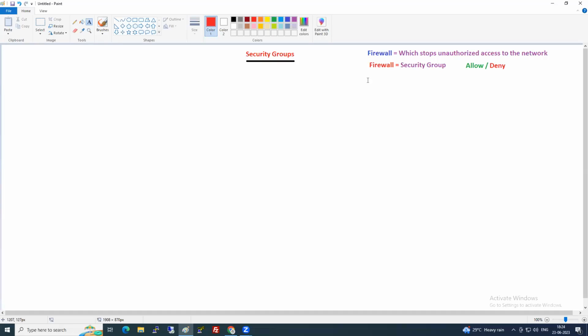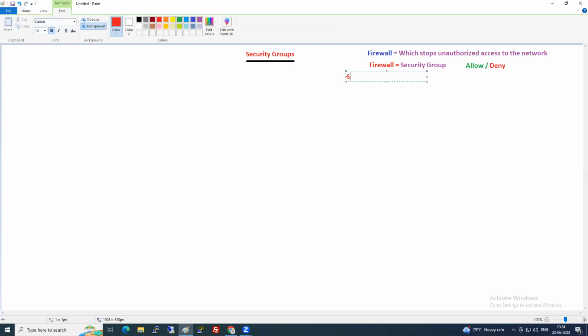So now, what is security group? Can we say that security group stops unauthorized access to the EC2 instance? Yes or no? Can I say this now?